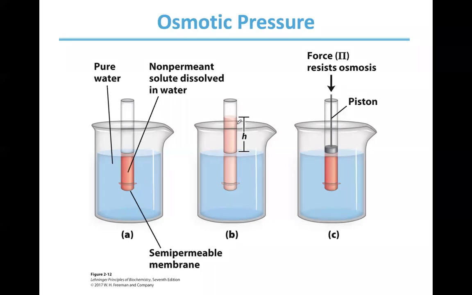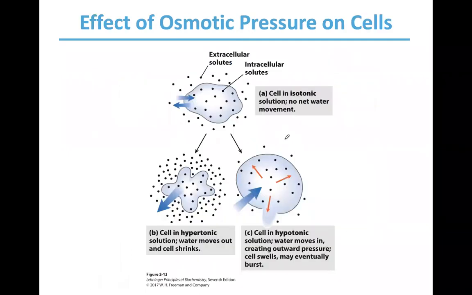Diluted. And to resist this, let's say there's a piston here, you put pressure on it, push that water back out, and this pressure, which is the force necessary for this to happen, is known as osmotic pressure. So why is this important?